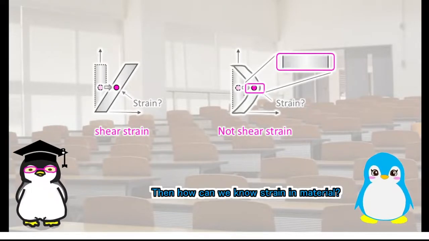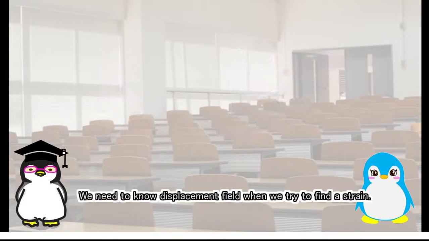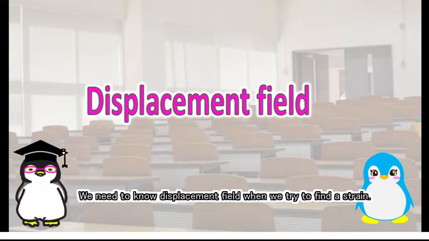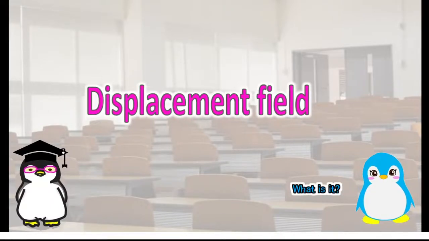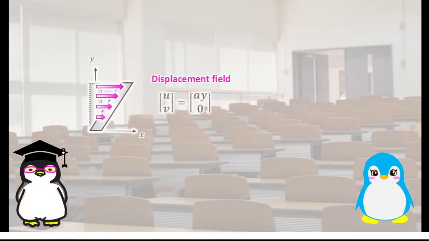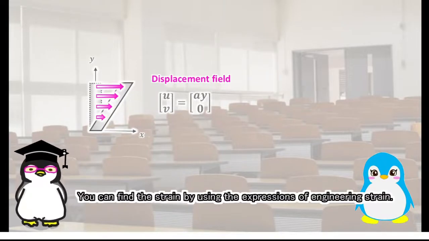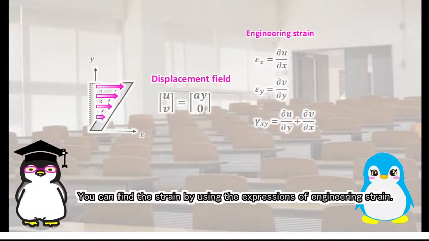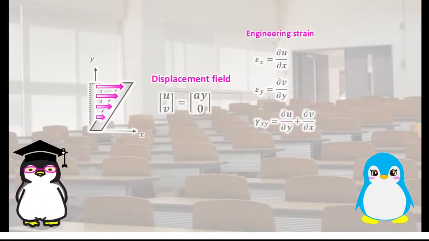Then how can we know strain in material? We need to know the displacement field when we try to find a strain. What is it? Can you give me an example of displacement field? Here is an example. You can find the strain by using the expressions of engineering strain. Sure, it's easy.